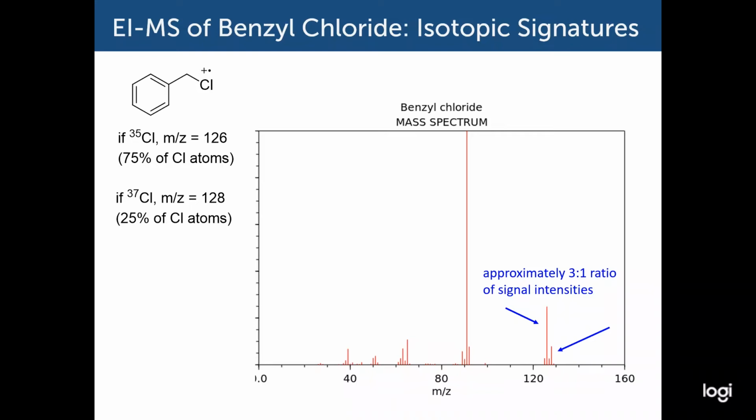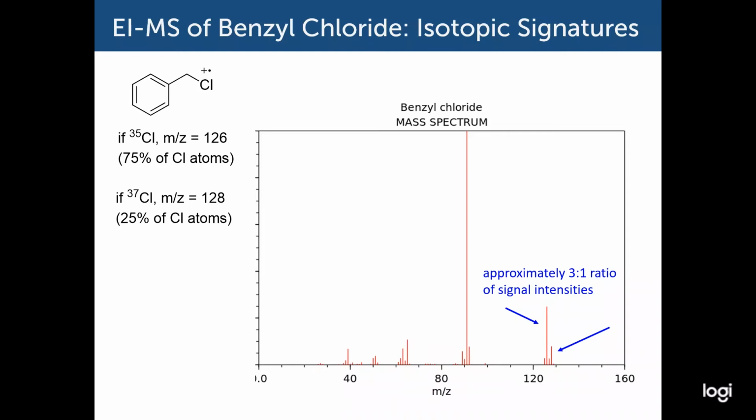So if we see this, where we've got two different signals that are separated by two M/Z numbers, like 126 to 128, and we have that relative intensity of 3-to-1, then that's very highly likely coming from some kind of a chlorine atom in the ion that we're actually observing.